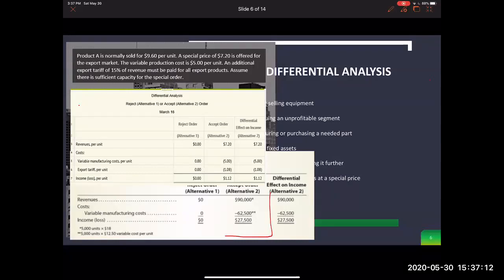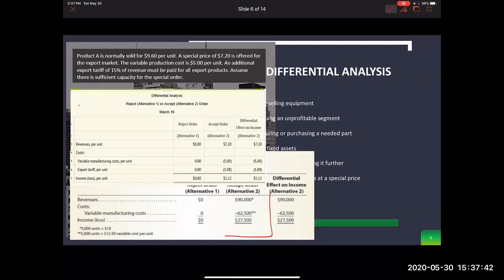Now, as I mentioned in the last video, if you decide to reject this offer, then there's nothing to consider. The revenue per unit would be zero. The variable manufacturing cost will be zero. There's no tariff to pay because you're not exporting anything. Therefore, your income per unit would be zero as well. Now, if you decide to accept the offer, which is alternative number 2, these are the things we must consider and calculate. So what is the revenue per unit?